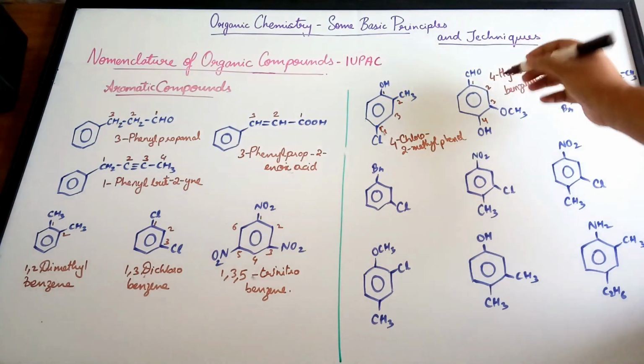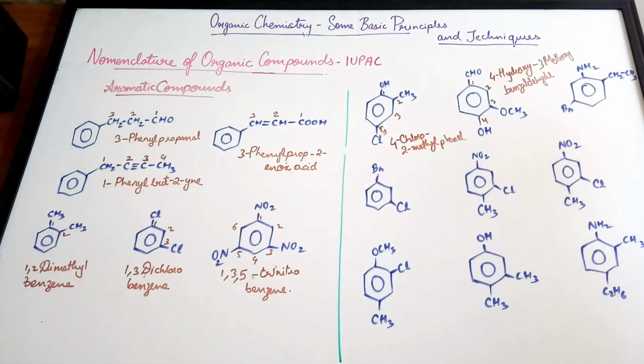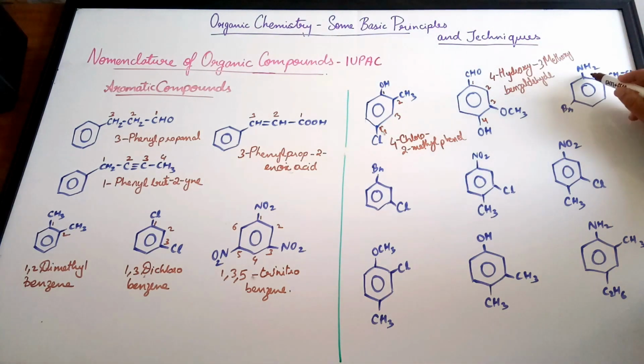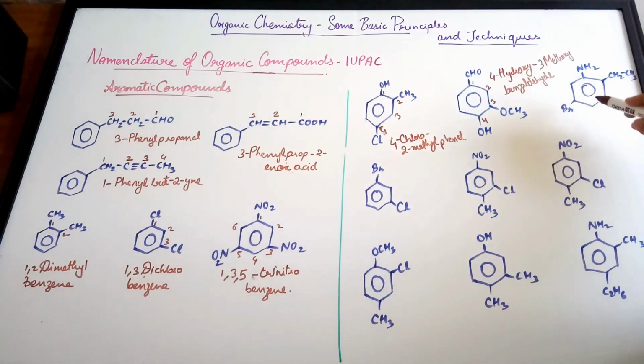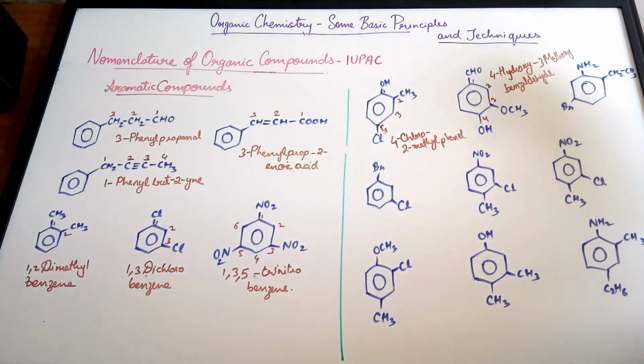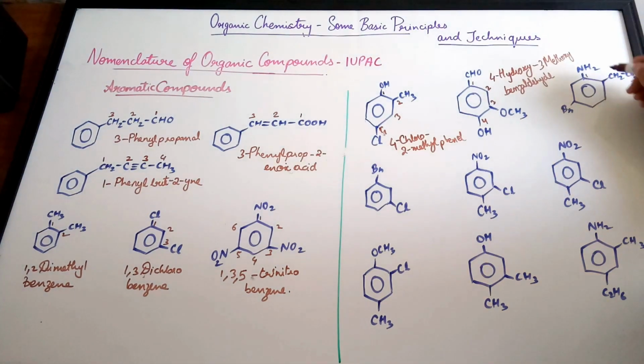Because CHO is attached to the benzene ring, that's called benzaldehyde. Next, here we have NH2, an ethyl group, and a bromine. So NH2 is going to be the principal substituent. So 1, 2, 3, 4, and 5.